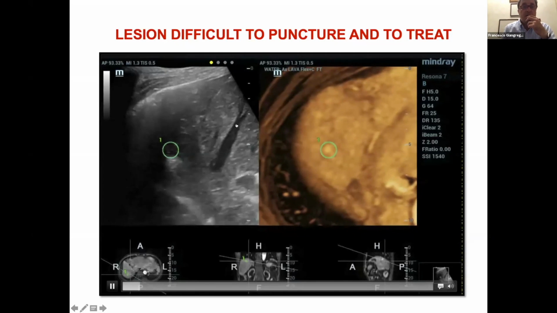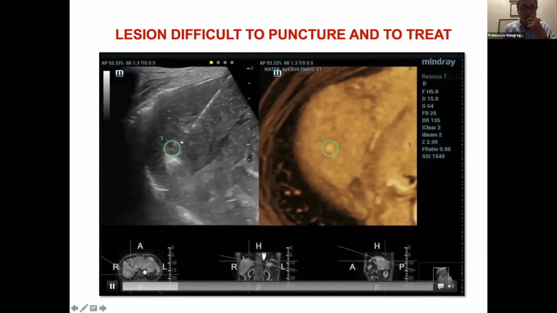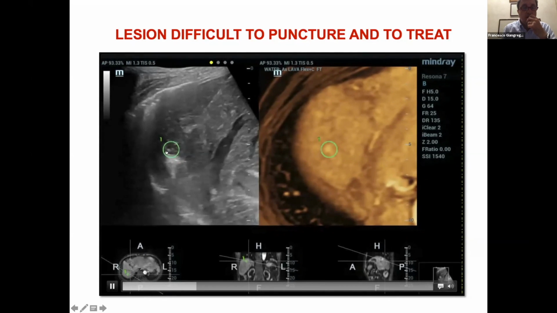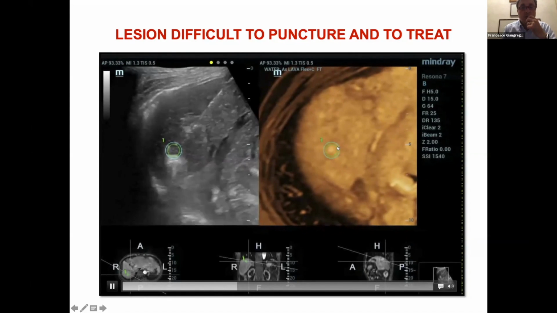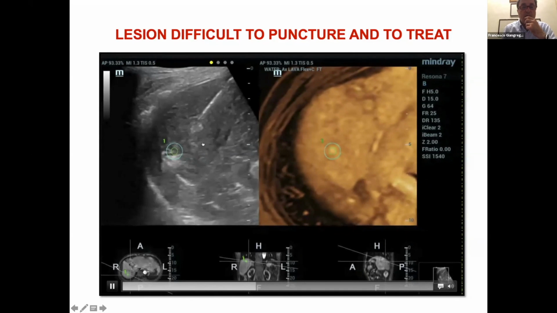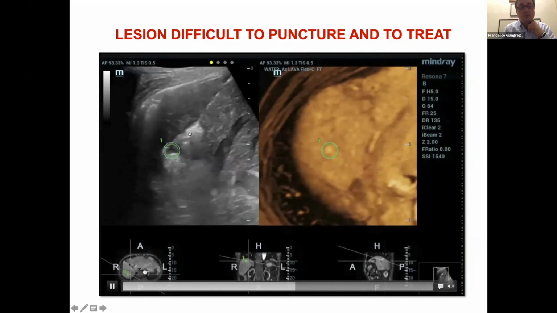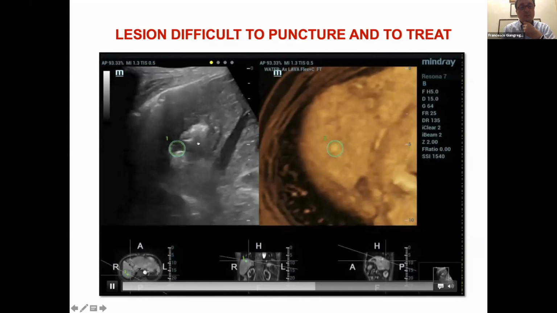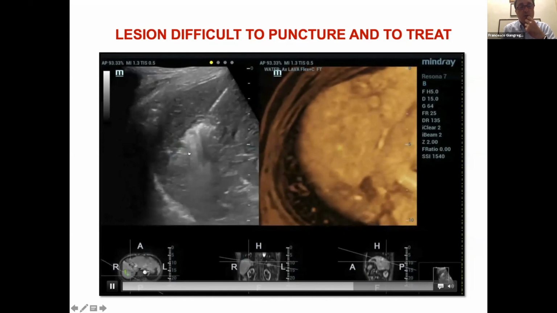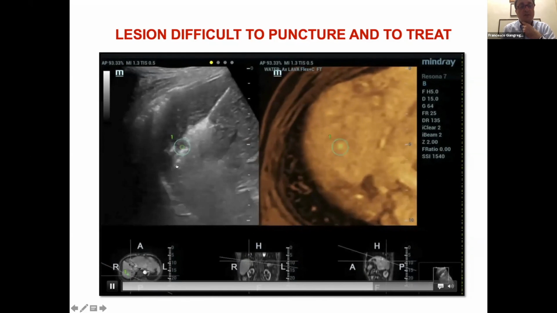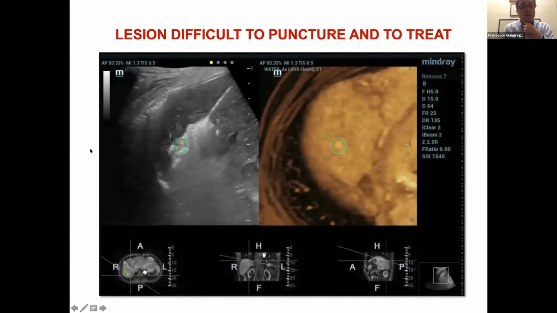Another case is a lesion difficult to puncture and to treat. So here you are not able to understand if the nodule is only this or is here, but the MRI reconstruction is able to guide you to perform the correct procedure and to treat exactly the nodule and to create also a safety halo that can make this treatment very efficacious.